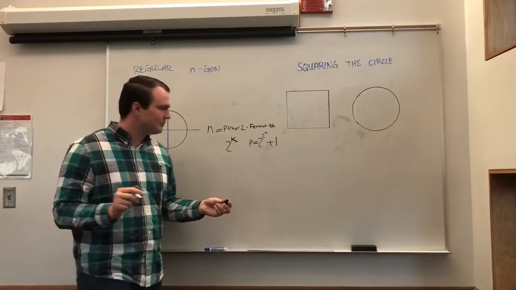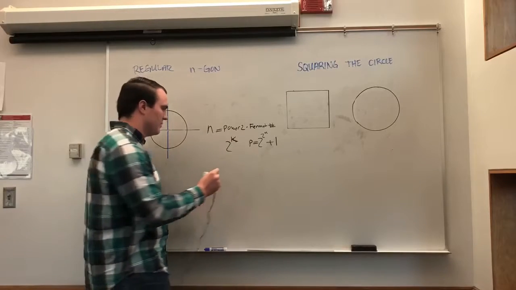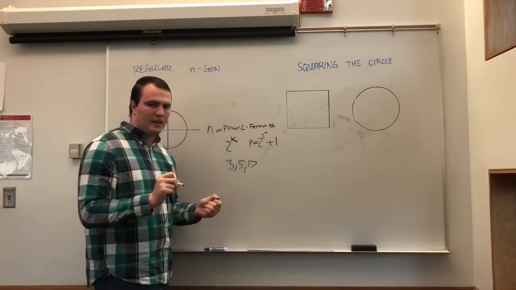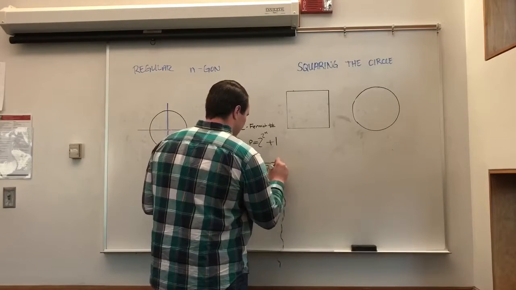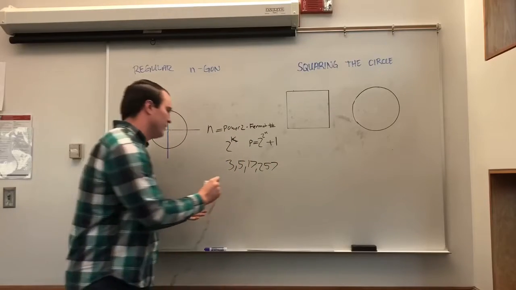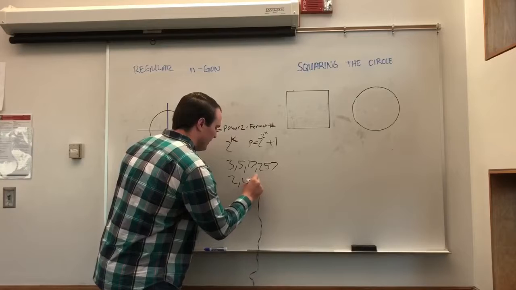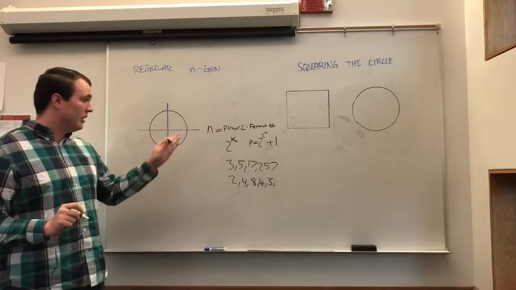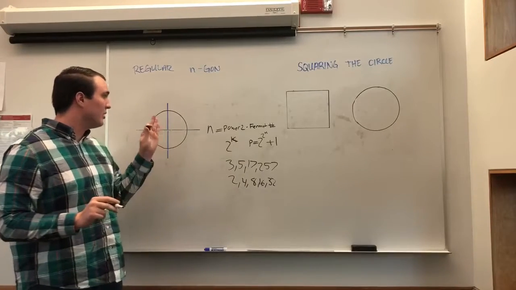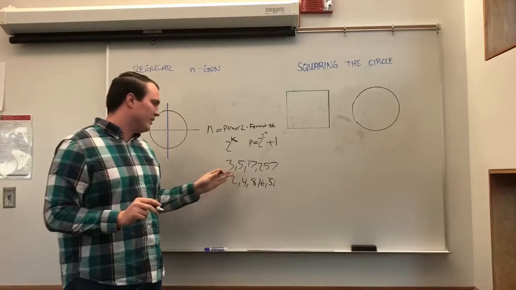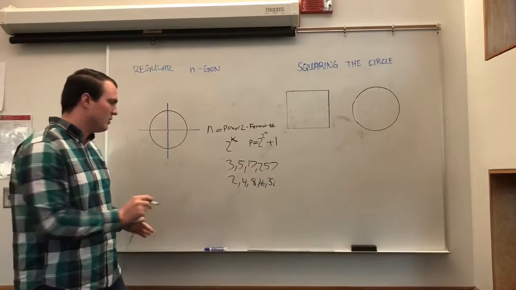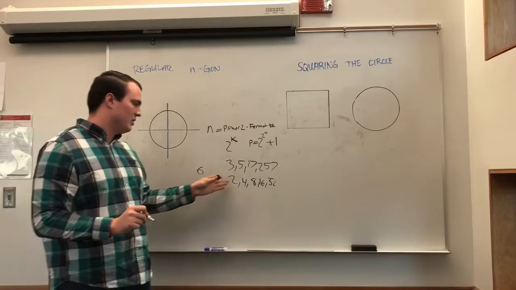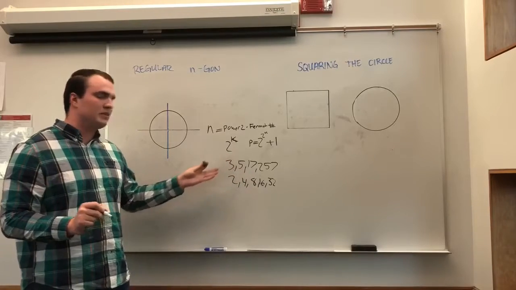The first few Fermat primes are 3, 5, 17, and 257. And powers of 2 would be 2, 4, 8, 16, 32. So he proved that you can construct a polygon with any of these numbers of sides or any product. So you can do 2 times 3 and have an n-gon with 6 sides, or 10, or 20, and so forth.